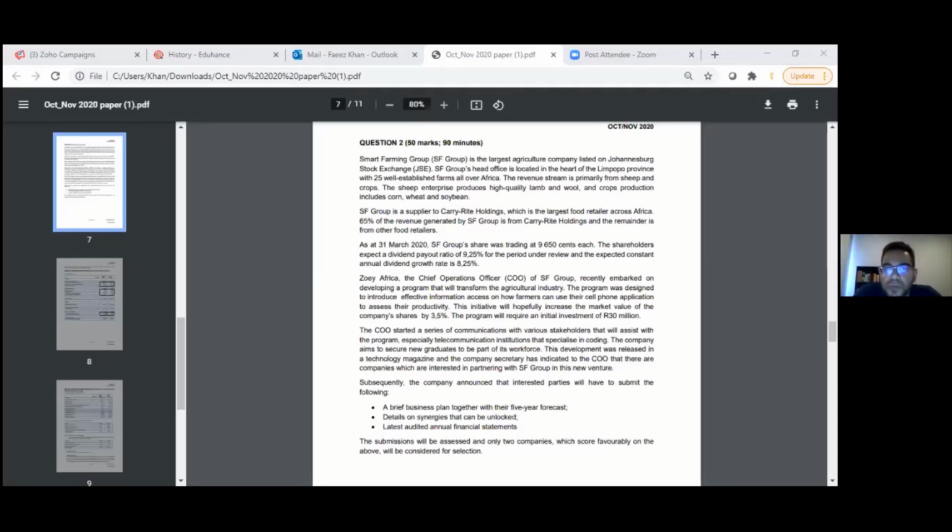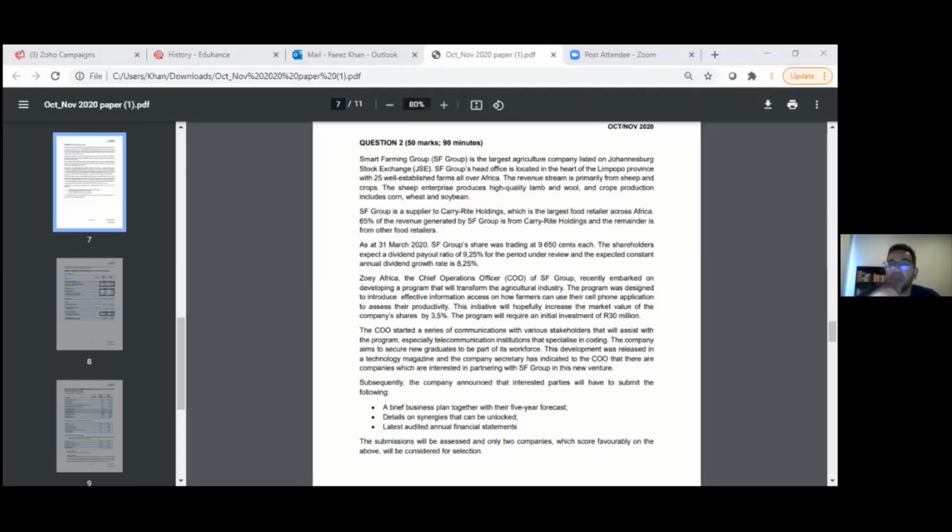SF's group's head office is located in the heart of the Limpopo province with 25 well-established farms all over Africa. The revenue stream is primarily from sheep and crops. The sheep enterprise produces high-quality lamb and wool, and crops production includes corn, wheat, and soybean. So in that paragraph, there's a few important things to take note of. Generally, this information will be useful in a strategy, risk management type question.